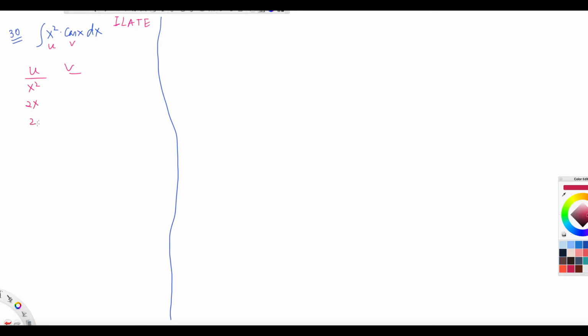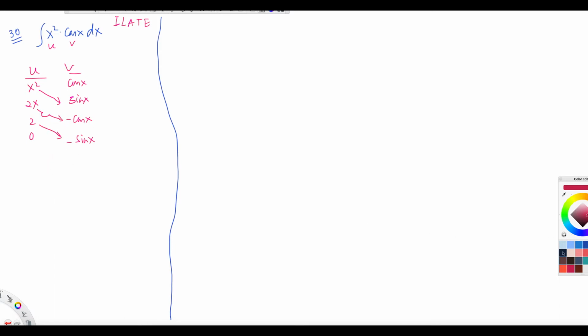it is 2x, then 2, and then 0, right? So what is the repeated derivative of cosine x? Entire derivative of cosine of x is sine x, right? Entire derivative of sine x is negative cosine of x. Entire derivative of negative cosine x is negative sine x. Okay, so this is the product, positive multiplication, this is negative multiplication, this is positive multiplication.